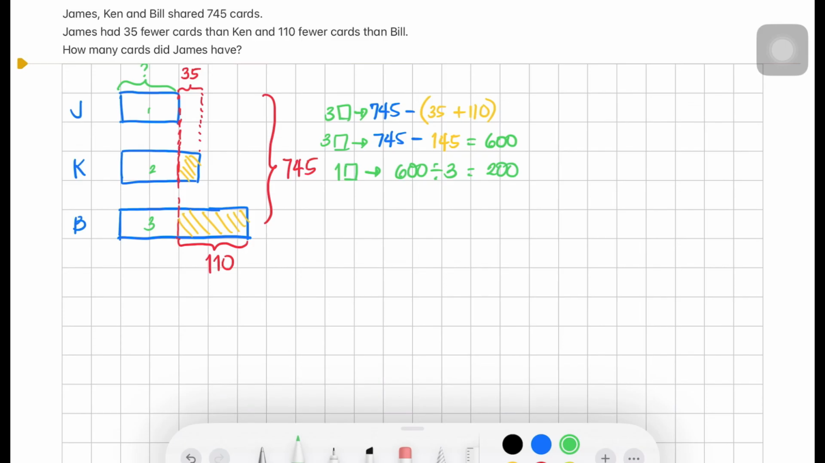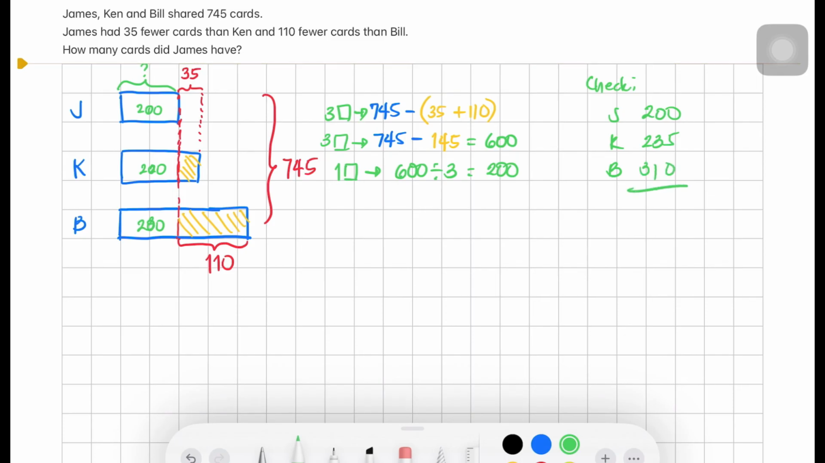So it means to say each one here is 200. Alright, and there we already got our answer. James had 200 cards. Let's check if our answer is correct. If James had 200, Ken will have 200 plus 35, 235. And then Bill, 200 plus 110, that's 310.